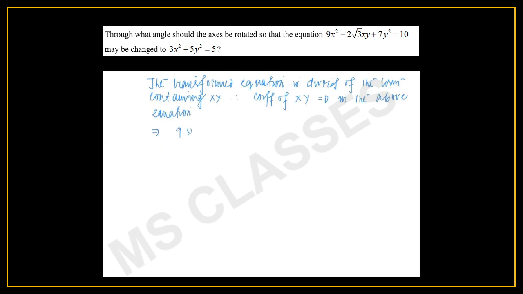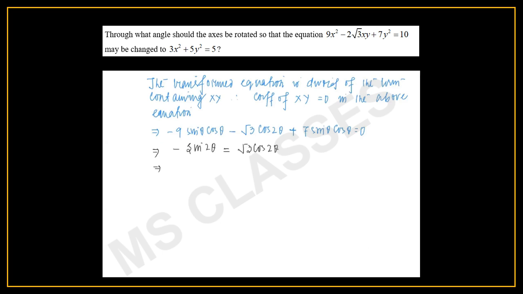So this will imply minus 9 sin theta cos theta minus root 3 cos 2 theta plus 7 sin theta cos theta should be equal to 0. Now minus 9 sin theta cos theta plus 7 sin theta cos theta will be minus 2 sin theta cos theta, that is minus sin 2 theta. So we can write minus sin 2 theta equal to root 3 cos 2 theta, just transferring this to the right hand side.